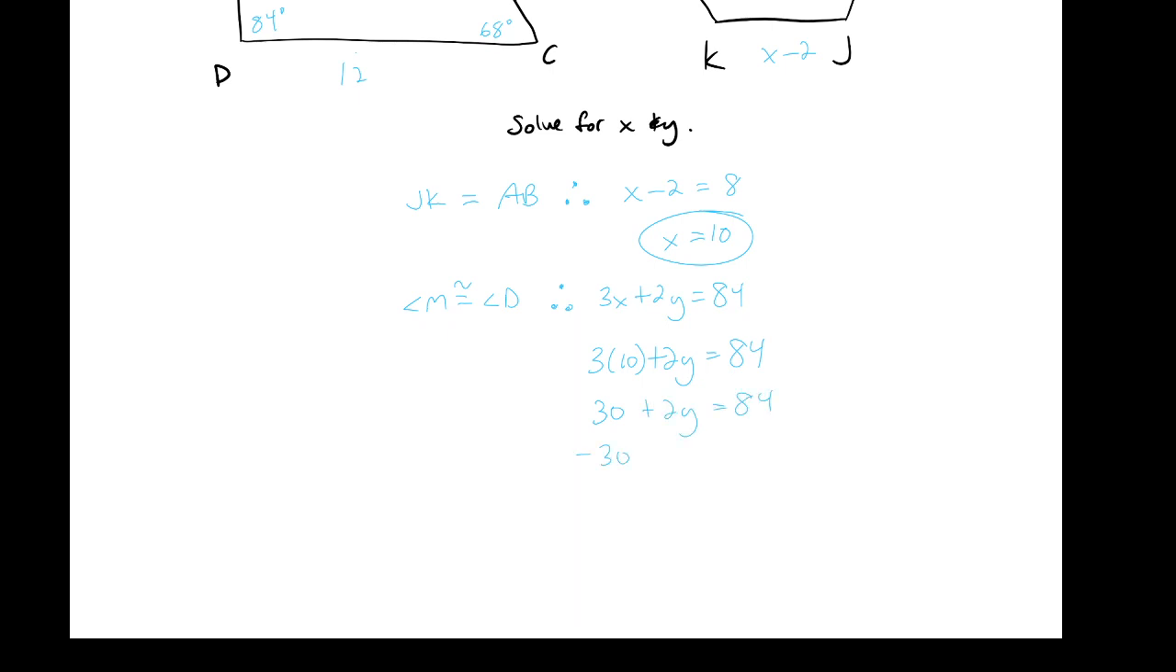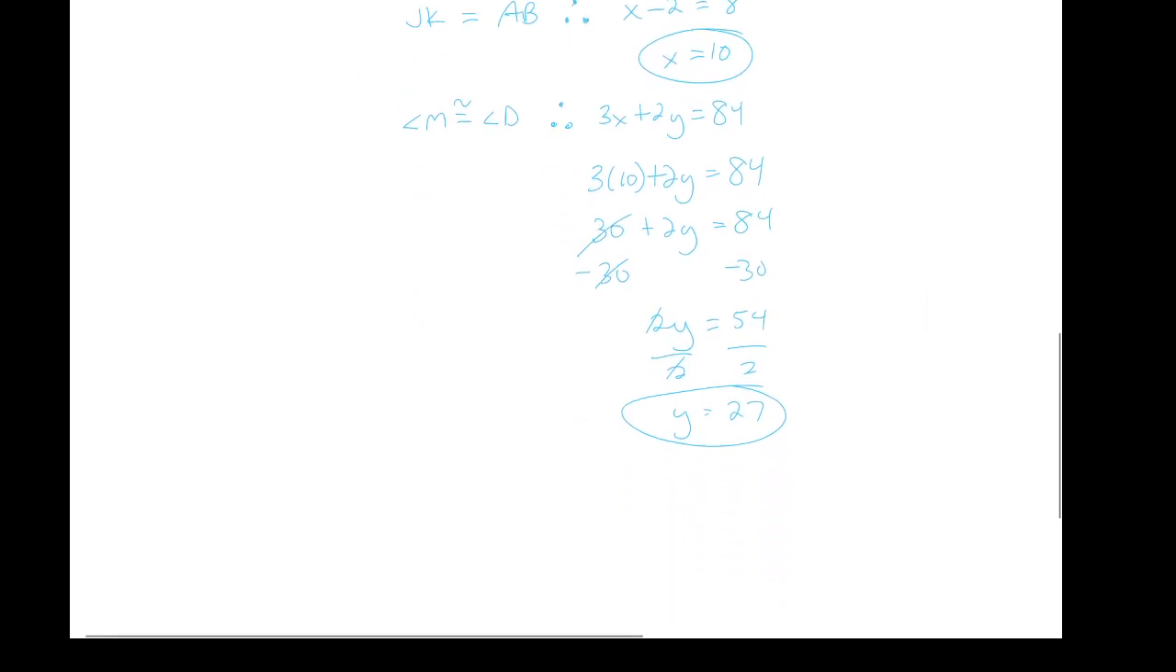Continuing my algebra, I'm going to subtract 30 from both sides as I'm working to get y by itself. I'm left with 2y on the left side is equal to 54. And to get y by itself, I divide both sides by 2, right? And now y is going to be equal to, those guys factor out, 54 divided by 2, according to the calculator, is 27. So there we go. We have a solution. All right, next, moving on.